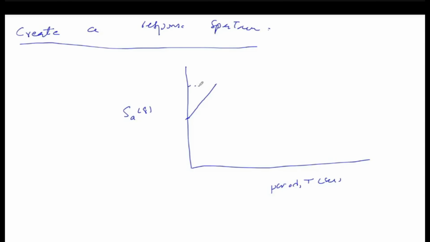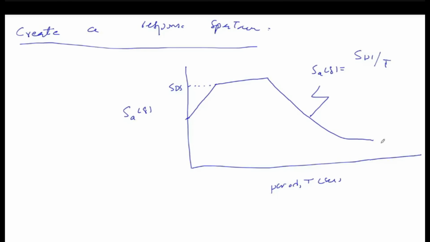Okay, and the typical shape is that it starts with some value at T0. It linearly increases to a certain value, and that value is equal to SDS. Then the value remains constant for a certain range of vibration period, and after that it reduces, with the value SD1 divided by T. Okay, this branch is continued.